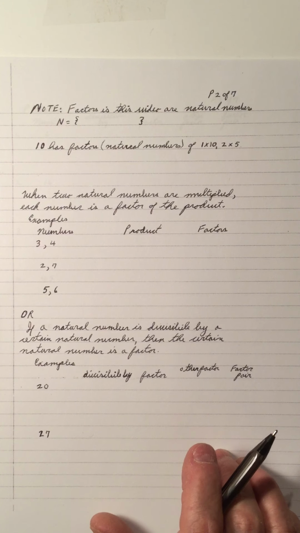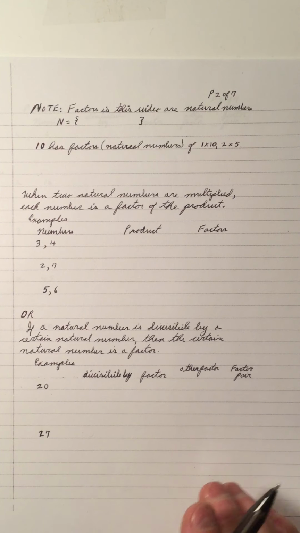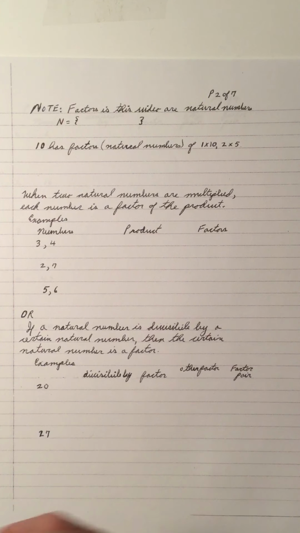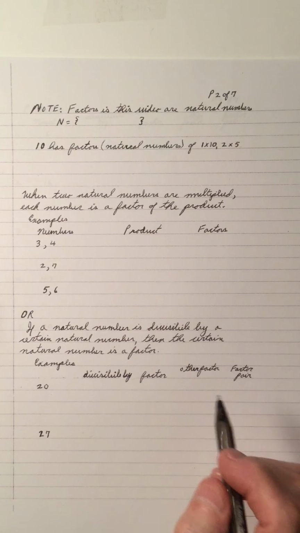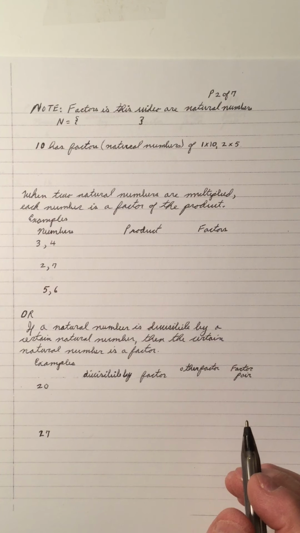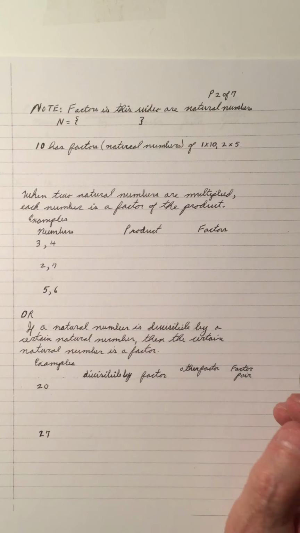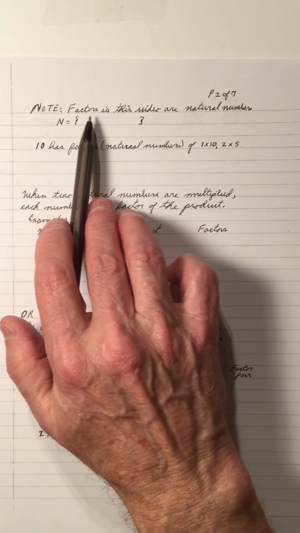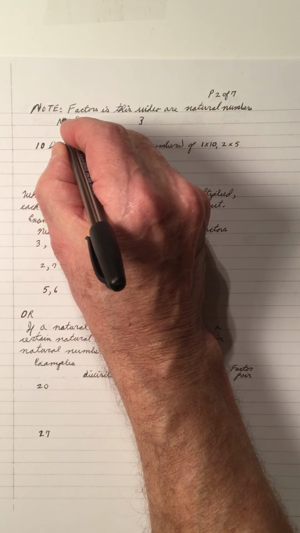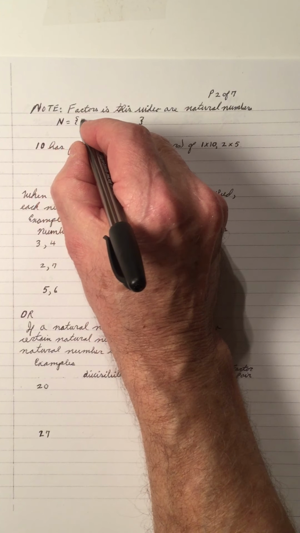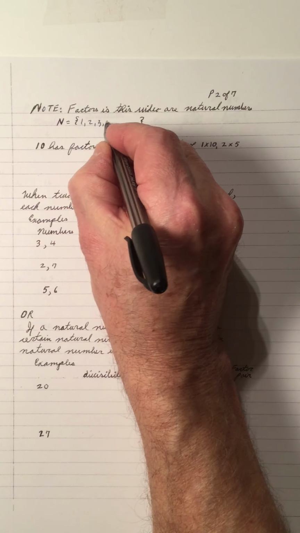Factors are very important in math. They're used in doing quadratics, rational expressions, solving equations, cubics, polynomials, powers of 4, 5, etc. It's very important to know what factors are and how to find them. But note, factors in this video are natural numbers, where N stands for natural: 1, 2, 3, 4, and so on.